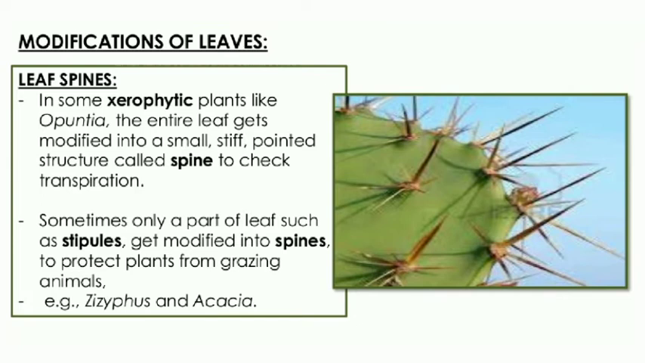Sometimes only a part of the leaf, such as a stipule, gets modified into spines to protect plants from grazing animals, like Bijapur and Acacia. If the complete leaf modifies, for example in Opuntia, the leaf is not there; but in some cases the leaf will be there, and parts of the leaf like stipule get modified into the spiny structure. The stipules get modified into hard curved spiny structures.